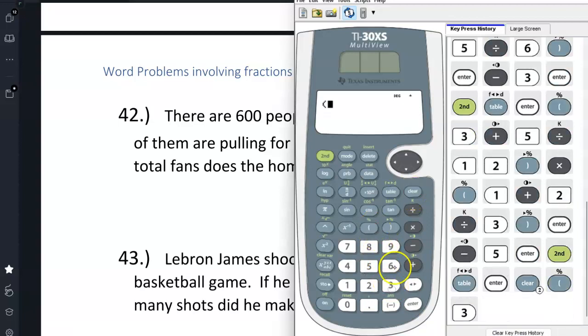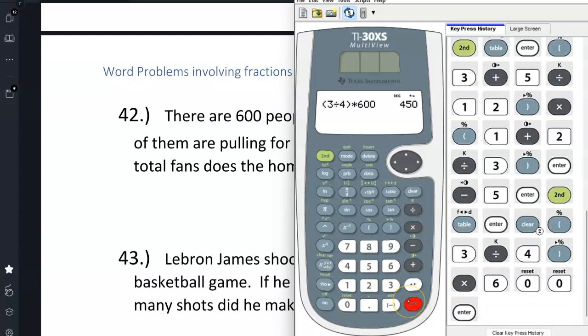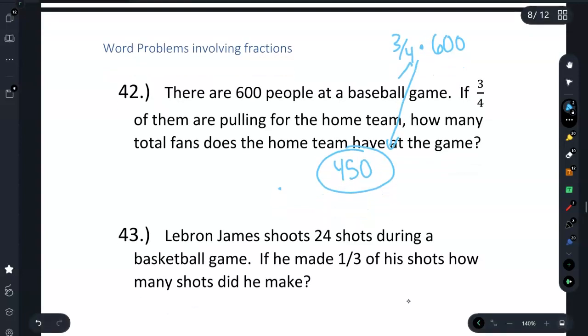So I have 3/4, and I'm going to multiply that by the total amount, and that gives me 450. So I have 450 fans at the game that are pulling for the home team. So once again, anytime that I'm looking for a fraction and I'm given the whole amount, so in this case I'm looking for what is 3/4 of 600, I just multiply 3/4 times 600, and that gives me 450.